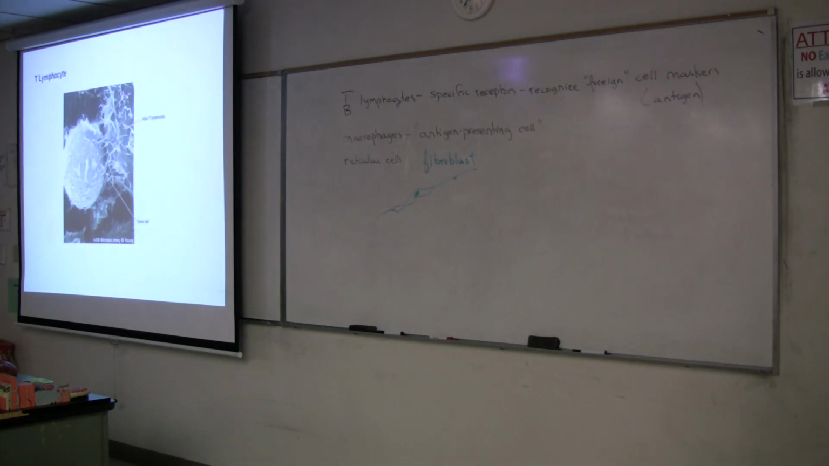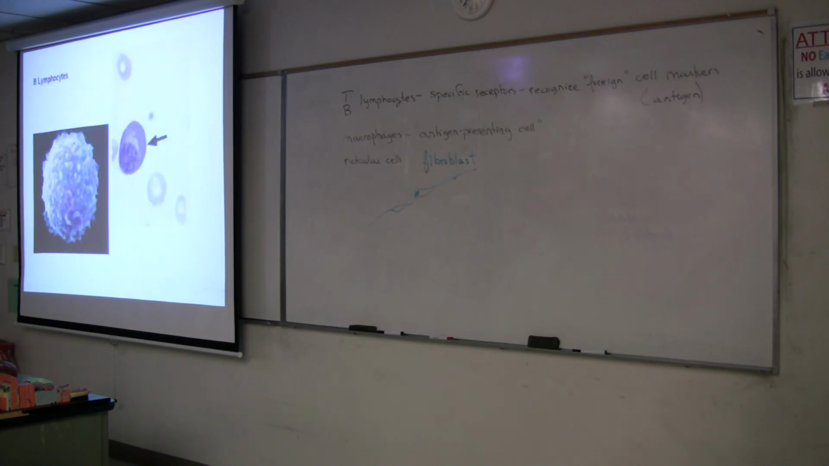The T lymphocyte, and again, we're going to talk about their specific functions next week. There are 4 or 5 different types of T lymphocytes. It's the larger cell over there on the right. And then we have the B lymphocyte.